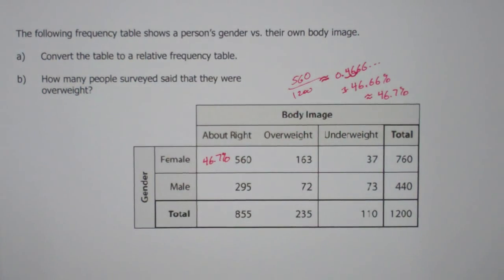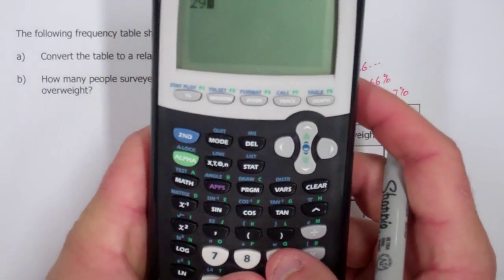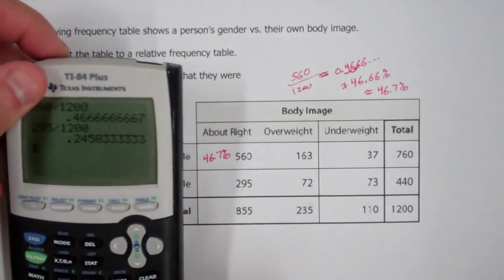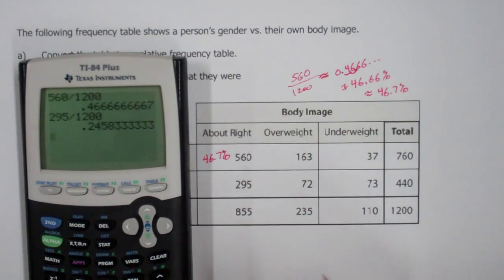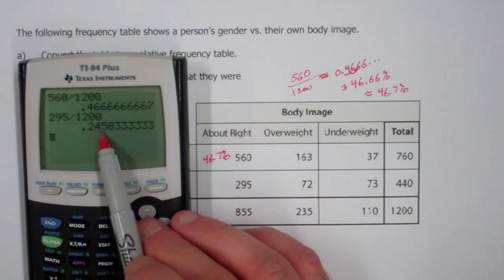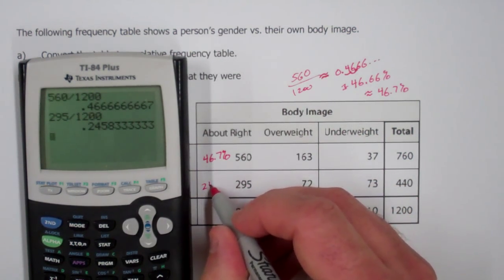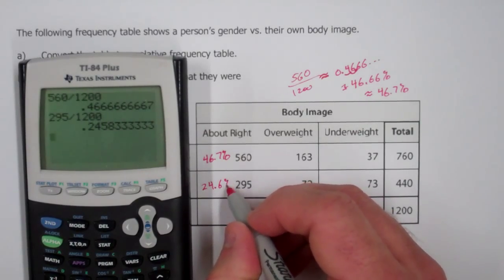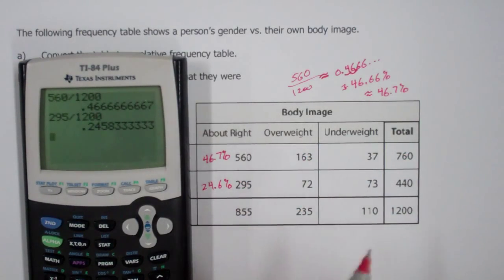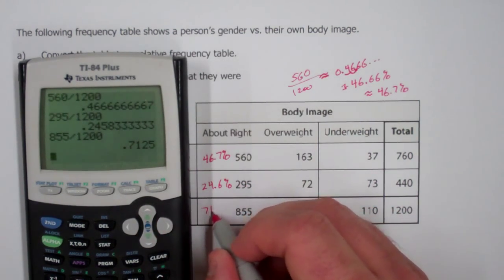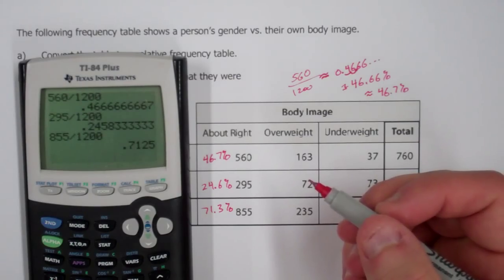The next one is 295 divided by 1200. And that is going to be 0.2458. So if we move the decimal 2 to the right, it's 24.58. We'll round the 5 to a 6. So this will be 24.6%. We can do the column total here: 855 divided by the table total, which is 1200. And that's 71.25, or 71.3 if we keep with our rounding.